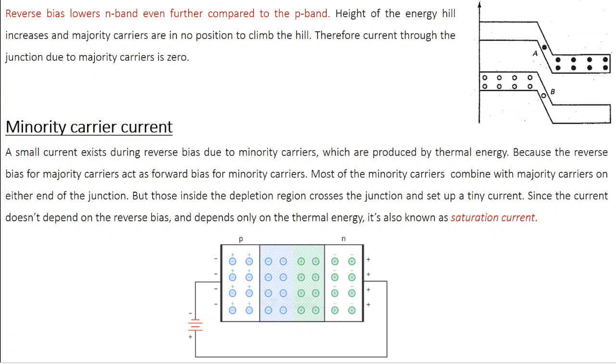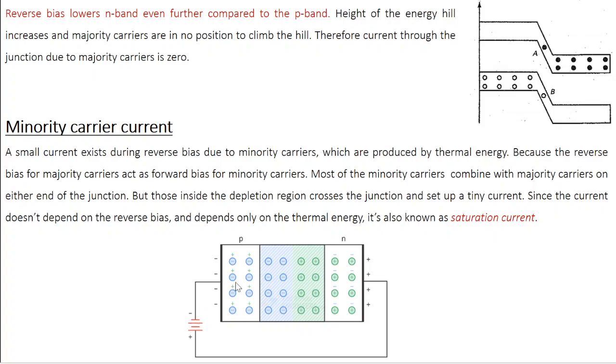Now let's see what this reverse bias does to the minority carriers. So once again, let's look at the biasing here. The p side is connected to the negative terminal and the n side is connected to the positive terminal. So on the p side, the majority carriers are holes. So holes see a negative potential here, and on the n side, the majority carriers are electrons. They see a positive potential here.